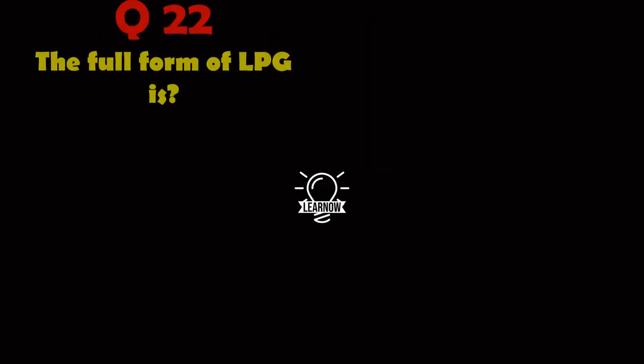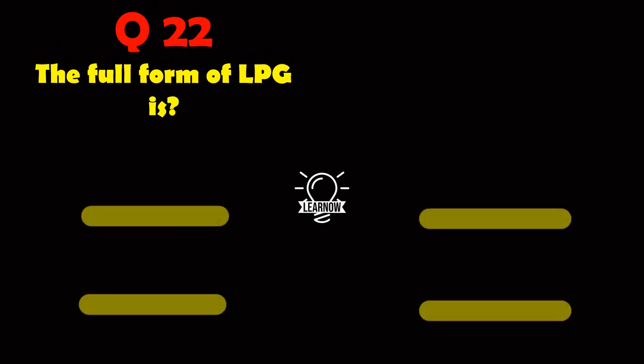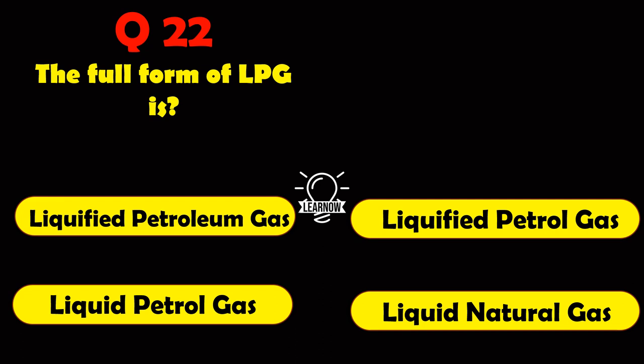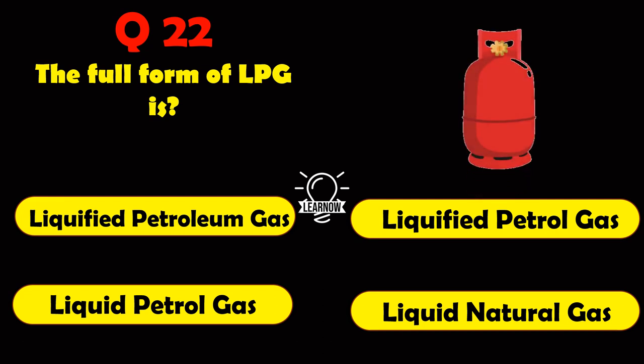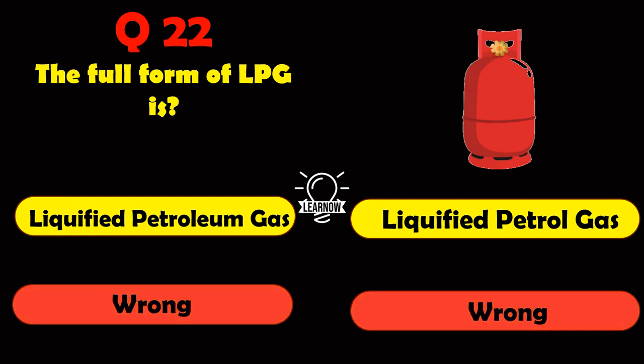So this is the phase of the Moon shown in the picture. Going to the next question, question number 22. The full form of LPG is, the options are liquefied petroleum gas, liquefied petrol gas, liquid petrol gas, or liquid natural gas. So is it liquid petrol gas? No, it is wrong. Is it liquid natural gas? No, liquid natural gas is also not the full form of LPG. Then is it liquefied petrol gas?